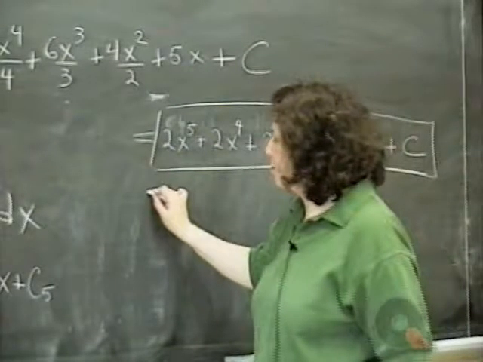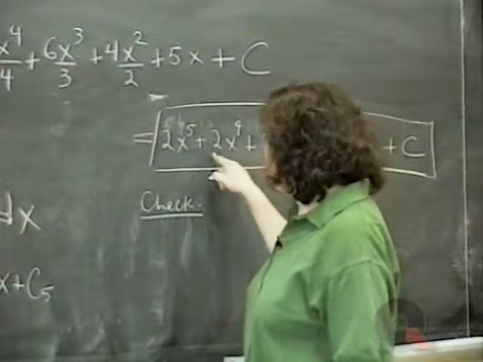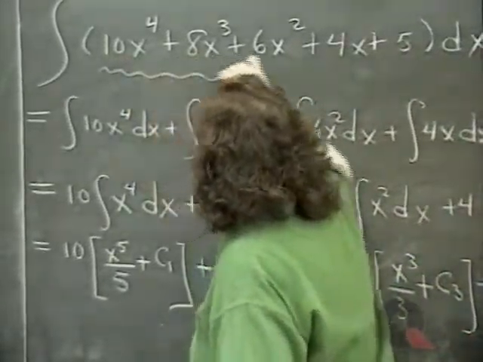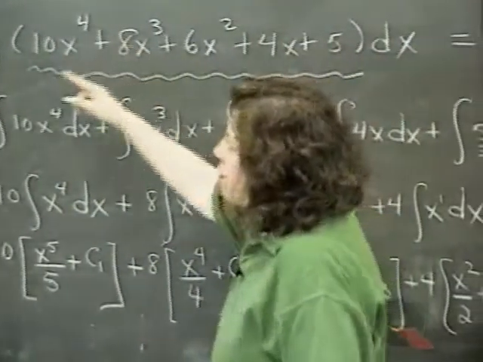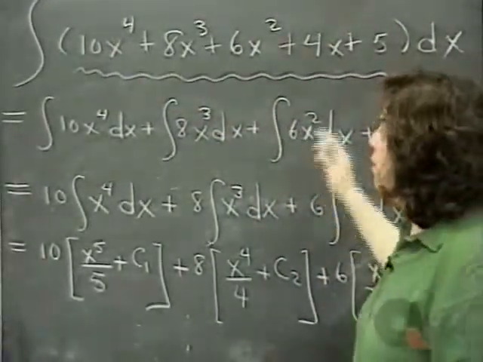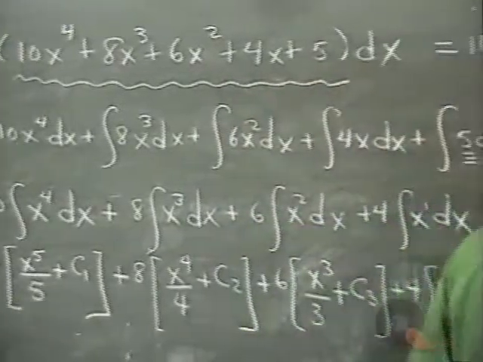Let's check it. If it's correct, when you differentiate this, you should get what you started with originally. I was asking for an antiderivative of this polynomial, something which when you differentiate will give you this polynomial. Okay, let's see if we found it.